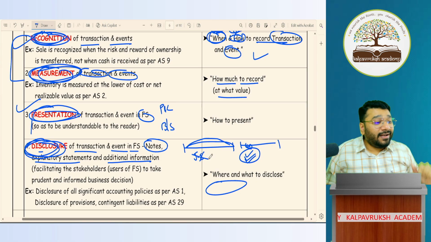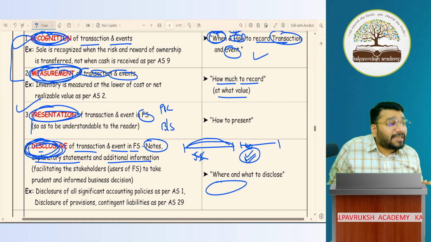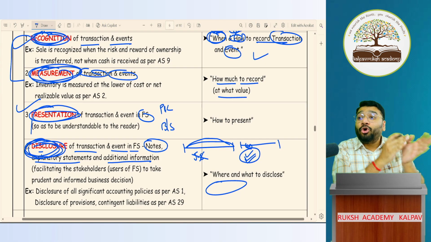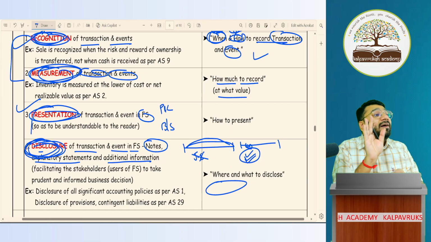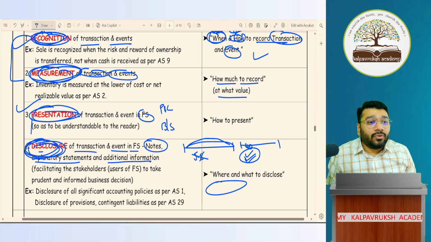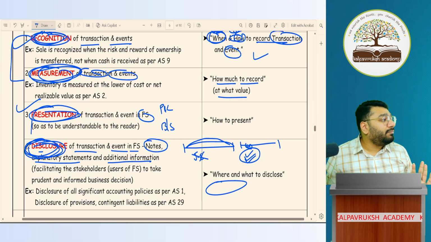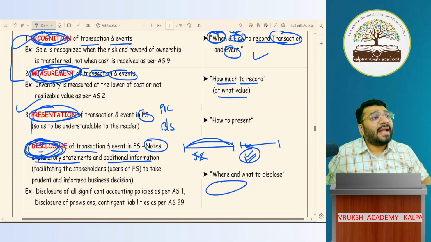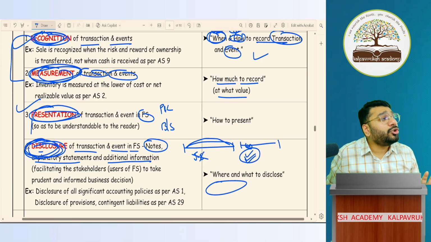So for that reason, in the disclosure aspect, they said that though you cannot record the entry, at least give notes, information, disclosure or points in the notes to accounts, so that they can read and understand this particular point. Got it? Not got it? Like that, there are so many places where the disclosure is required.